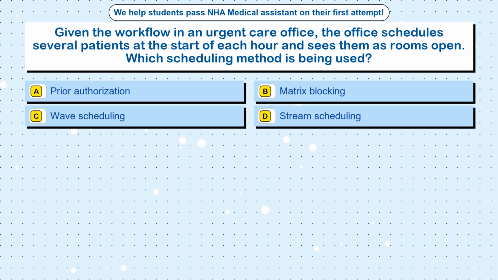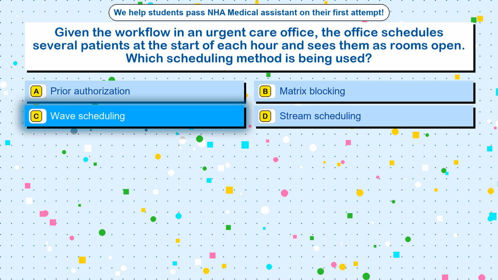Question 35. Given the workflow in an urgent care office, the office schedules several patients at the start of each hour and sees them as rooms open. Which scheduling method is being used? Option A. Prior authorization. Option B. Matrix blocking. Option C. Wave scheduling. Option D. Stream scheduling. The correct answer is option C.